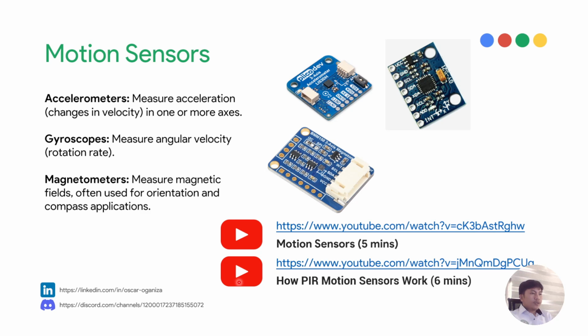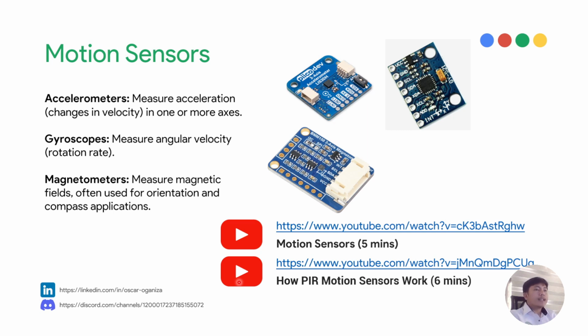So the next video we have here is the motion sensor. From the word itself, the sensor is being activated by the motion it detects. So I have here samples of motion sensors. We have the accelerometer, the gyroscope, and the magnetometers. Okay.